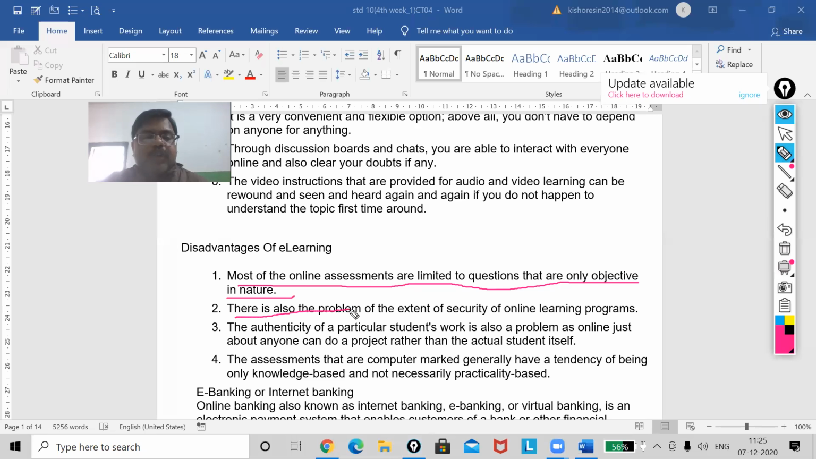There will also be the problem of the extent of security of online learning programs. Yeah, the main concern, that is your security. That means once you are availing the e-learning facility, and anyone knows your information, your user ID and password, he can log into the site illegally and get all the facilities.